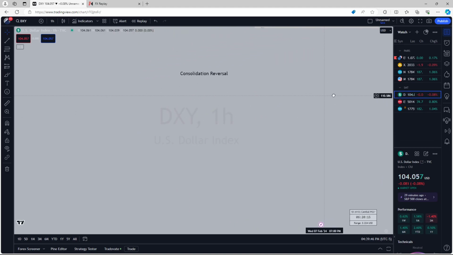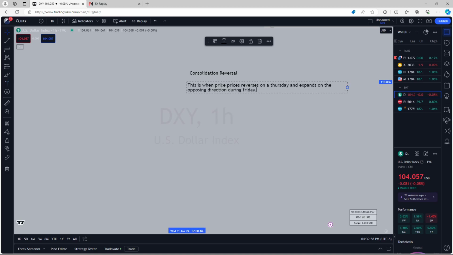Then we have consolidation reversal. So for this one, this is when price reverses on a Thursday and expands in the opposite direction during Friday. And I'll write this down.